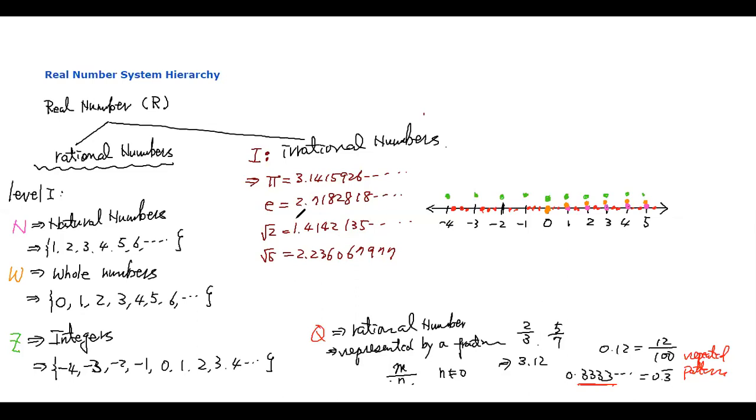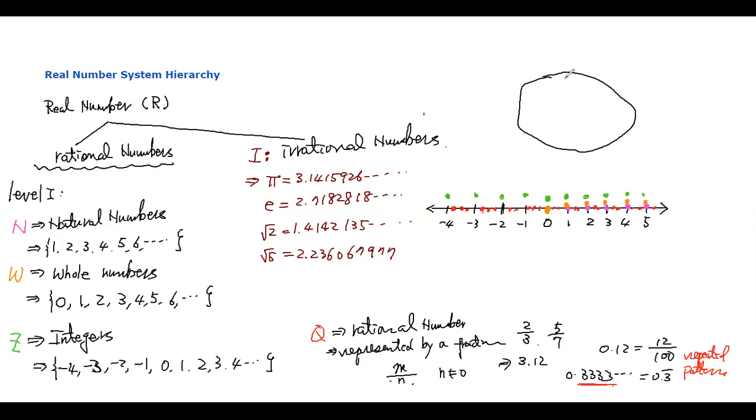So if your decimal repeats, then we know it is a rational number. So the rationals here, if you want to draw a circle, the rational is here, right? So this is the rationals.